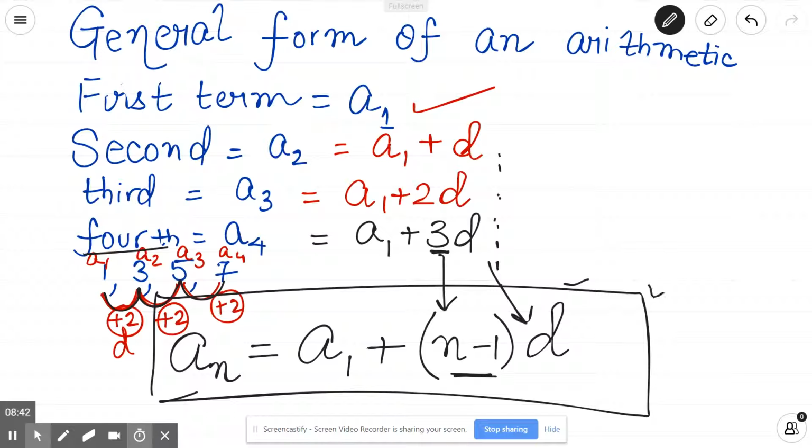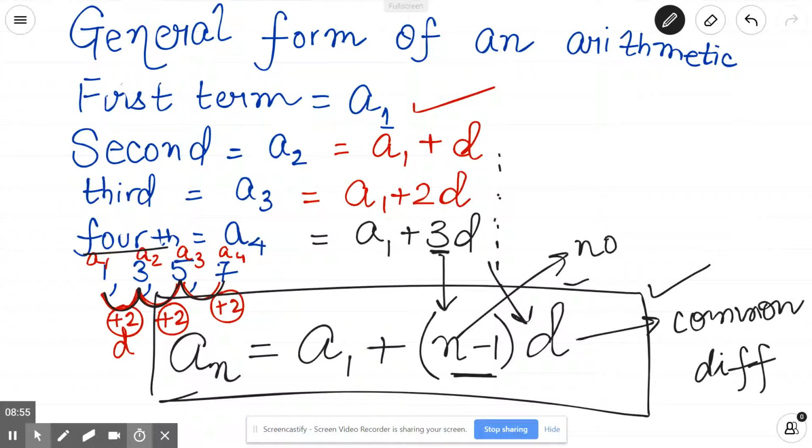All right, with that taken care of, remember to highlight this formula where this d is the common difference. N is the number of the term. A1 is your first term. All right, let's practice a question on the next page.